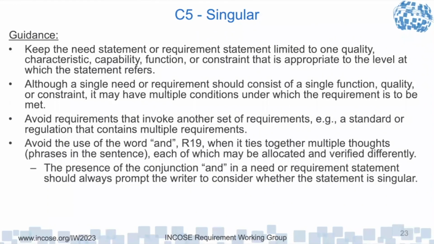We use the word and, which is rule 19, when it ties together multiple thoughts or phrases in the sentence, each of which may be verified differently. And I've seen sometimes "the system shall do this, and shall do this, and shall do that," to have three different shalls in the same sentence combined with ands. You definitely don't want to do that. Sometimes they'll leave out the shalls and just tie those multiple thoughts together. And so we want to avoid that.